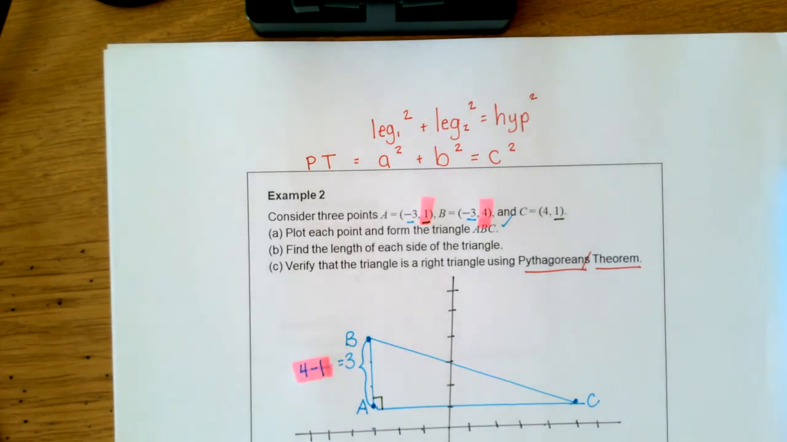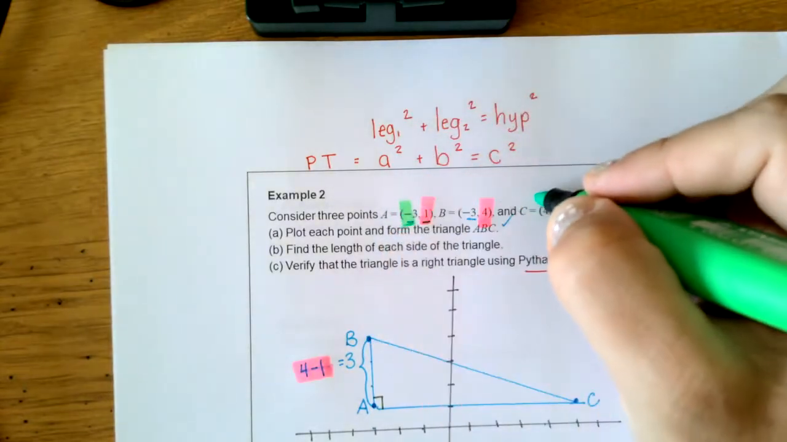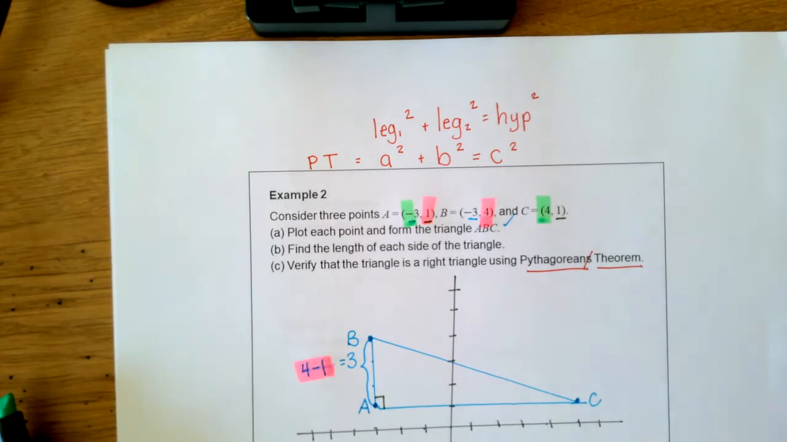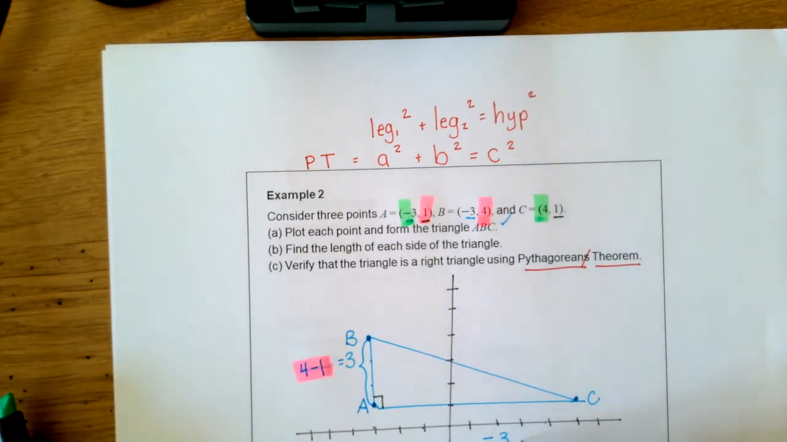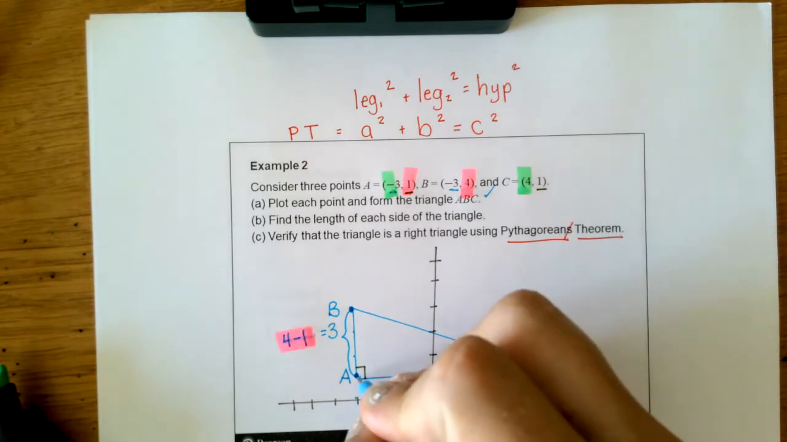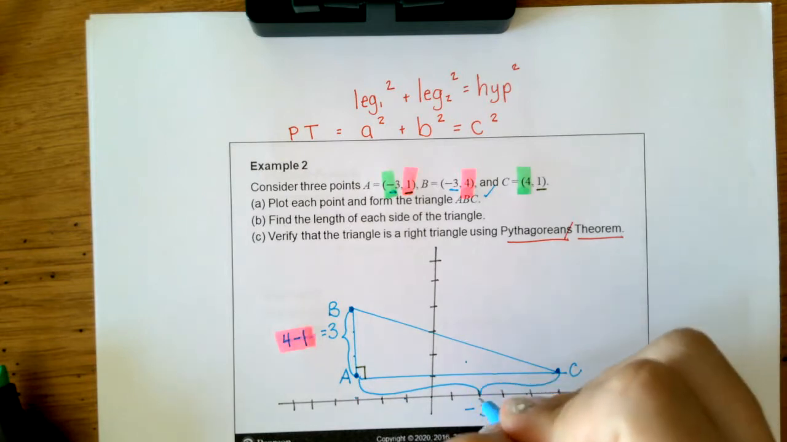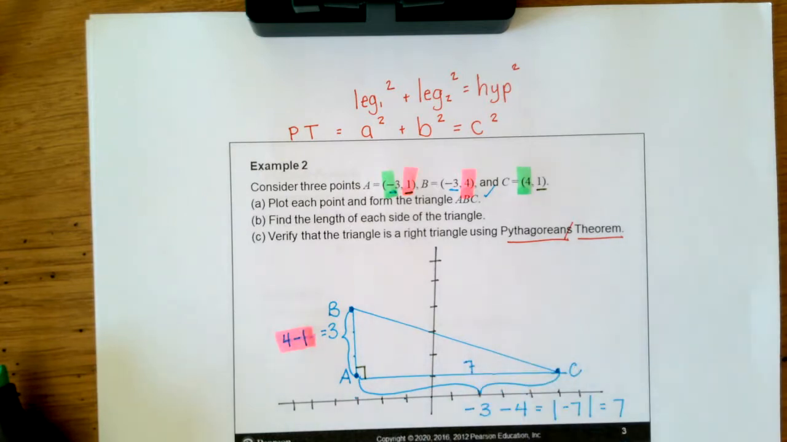Do it again with the C and the A, right? That looks straight. And they both have a 1. So C and A are between -3 and 4. -3 minus 4 is -7. And when you change that to a distance, it just becomes 7. So this distance is 7. So we have 3, we have 7, and we don't know this one.